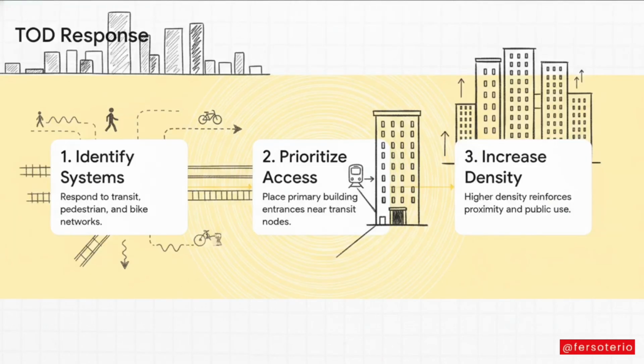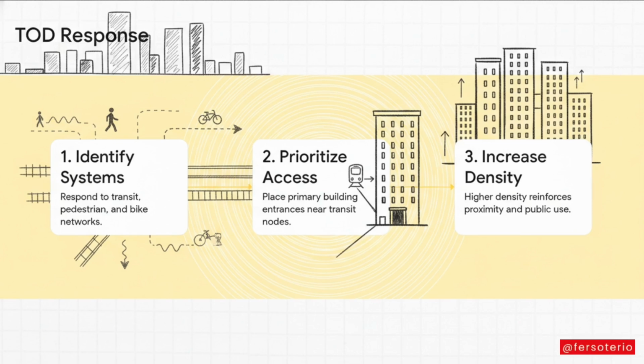And this is a perfect example of responding to a bigger urban context. With transit-oriented development, the transit system is the main context. So all your design decisions, like putting the main entrance near the train station or increasing density right there, it all works to reinforce and support that bigger system.